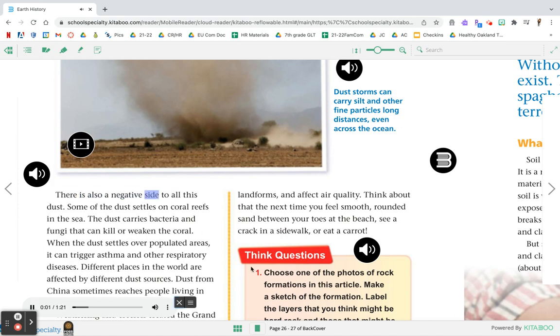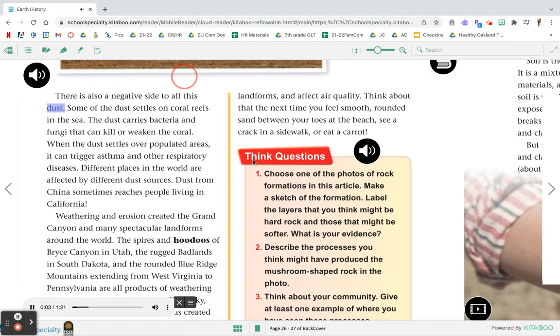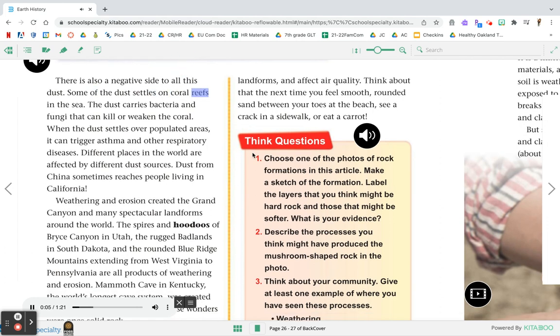There is also a negative side to all this dust. Some of the dust settles on coral reefs in the sea. The dust carries bacteria and fungi that can kill or weaken the coral. When the dust settles over populated areas, it can trigger asthma and other respiratory diseases. Different places in the world are affected by different dust sources. Dust from China sometimes reaches people living in California.